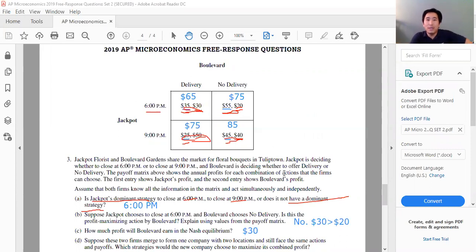So assuming that they're able to combine the company, they don't have to worry about the strategic interaction of what they choose. Now they can actually choose box A, B, C, or D. And clearly, the fourth box, which is the 85 box. So what strategies would the new company choose to maximize combined profit? Jackpot would choose 9 p.m. and Boulevard would choose no delivery.